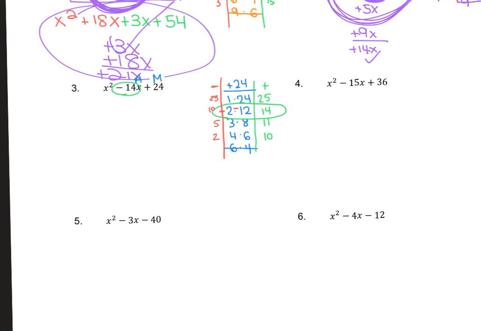So I must want 2 and 12, and they both need to be negative to get negative 14, right? But how does that work in this problem? Can I multiply to get positive 24, but add to get negative 14? Negative 2 times negative 12 gives me positive 24. But negative 2 and negative 12 add to give me negative 14.